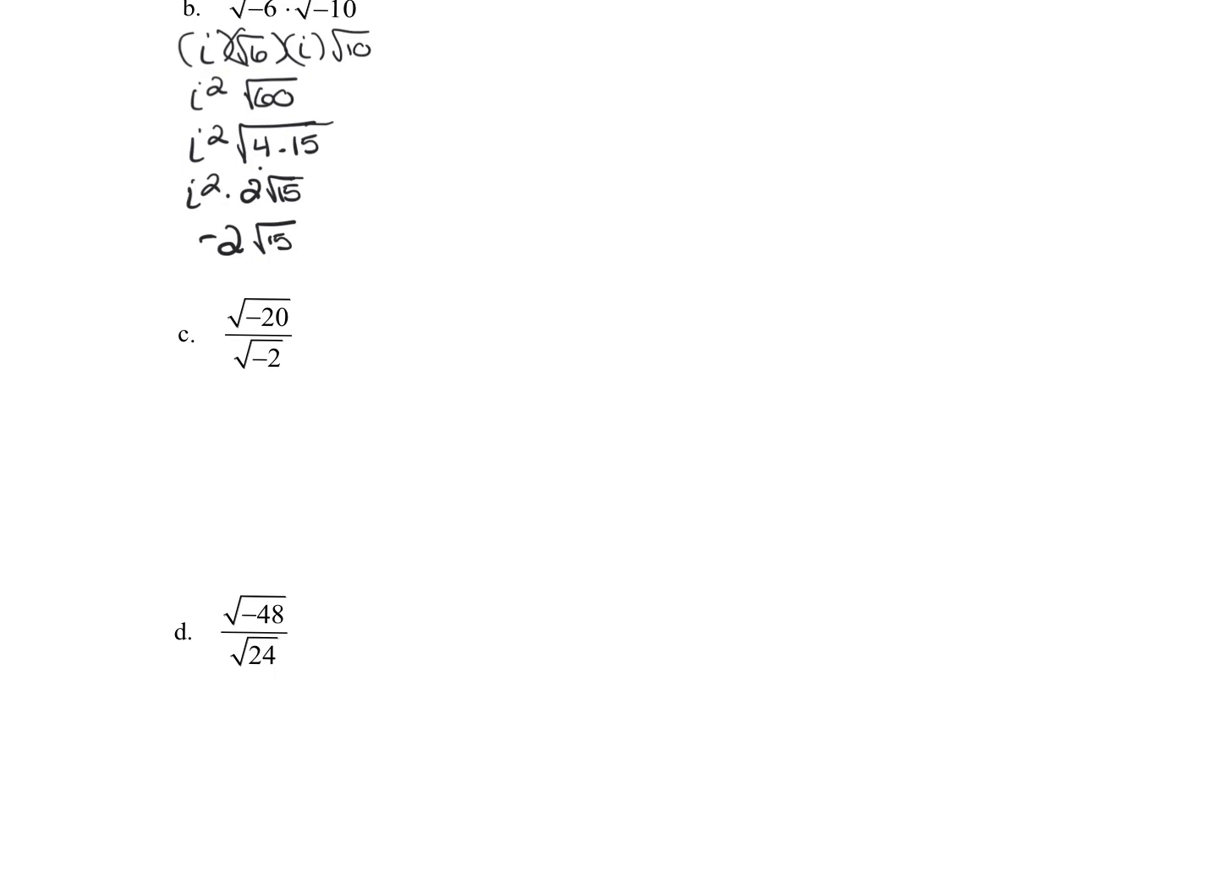Okay, letter C. On top, I get the i, and the square root of 20 is 4 times 5. On the bottom, I get i, and then the square root of 2. The square root of 4 is 2, and then the i and the root 5 all over i root 2. This i and this i are going to cancel off. So I have 2 root 5 over root 2.